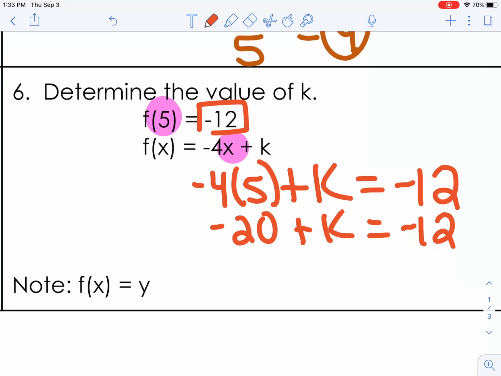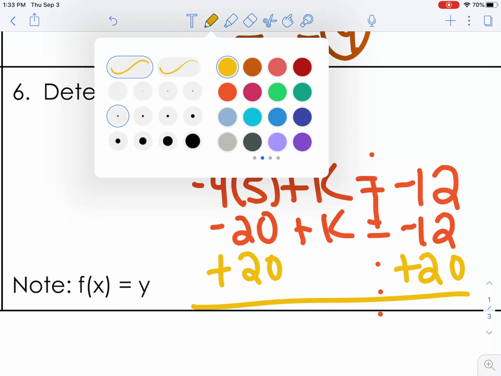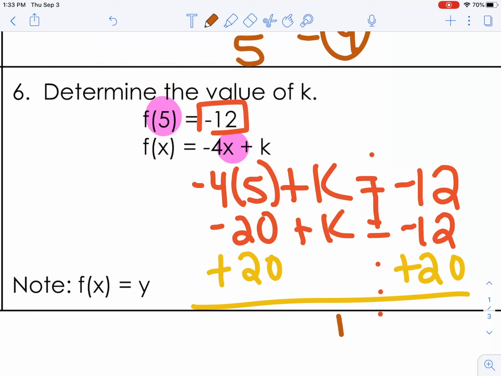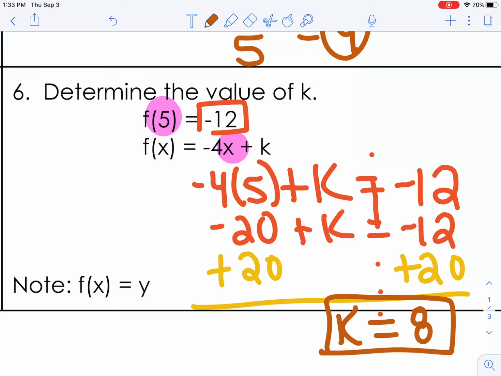And to get k by itself, we need to move this negative 20 across the equal sign. So we are going to add 20 to both sides. So our answer is k equals negative 12 plus 20, which is 8. Again, all we did for this problem is plug in 5 for x, and we made sure that was equal to negative 12 to solve for k.